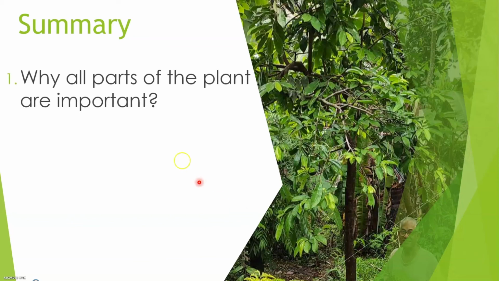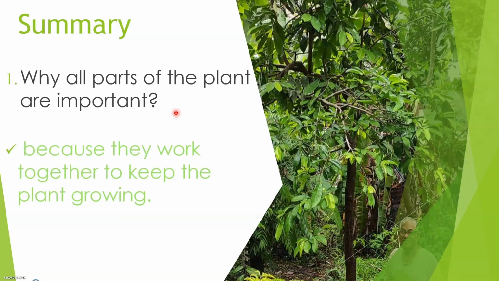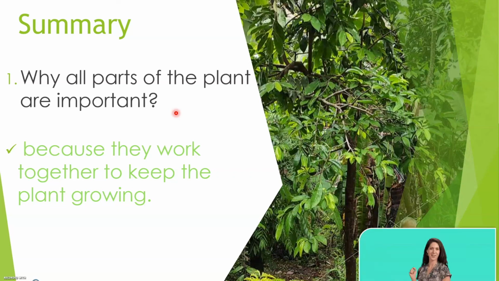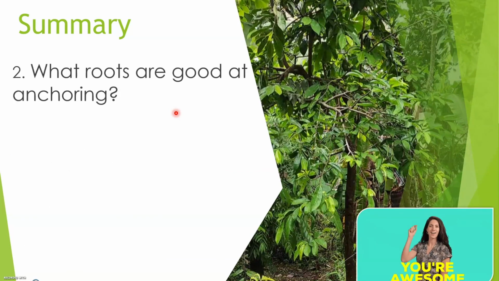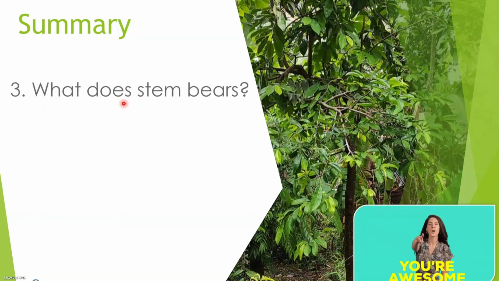Very good, everybody. Now let's move on to our summary for today. I have prepared summary questions so we can answer. The first summary question is, why are all parts of the plant important? Very good. Because they work together to keep the plant growing. Good job. Next question. What are roots good at anchoring? Very good. Tap roots.